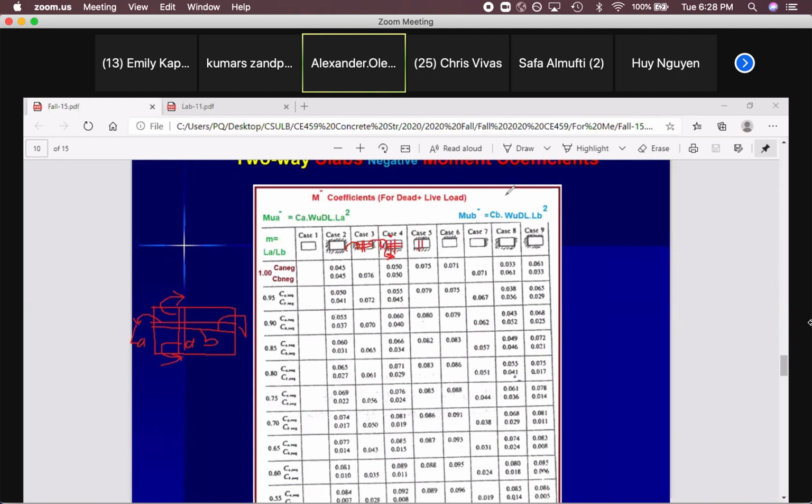So the decimals in the table, are those for the CA and CB? Okay, wait. Look at this. In front of this CA, all these are CA. All these are CB. And then length A and length B is the length of the slab. You know LA squared. LA means the small span. Then you will get moment in the A direction. Negative means at the supports. M negative means at supports. That's it. Okay, thank you.